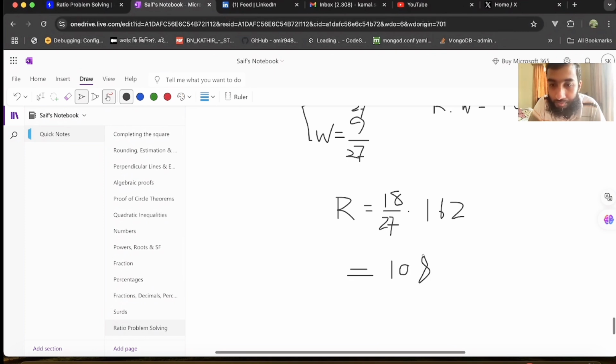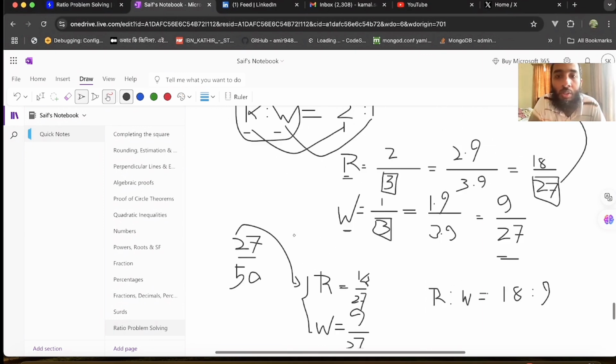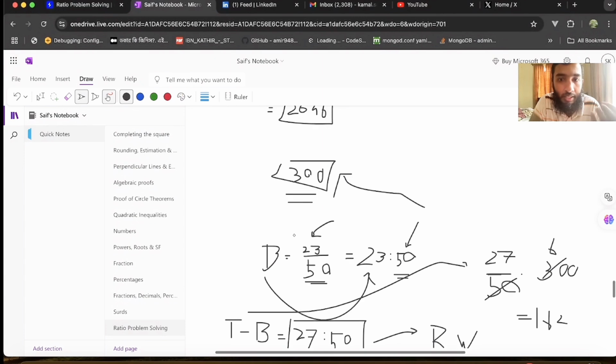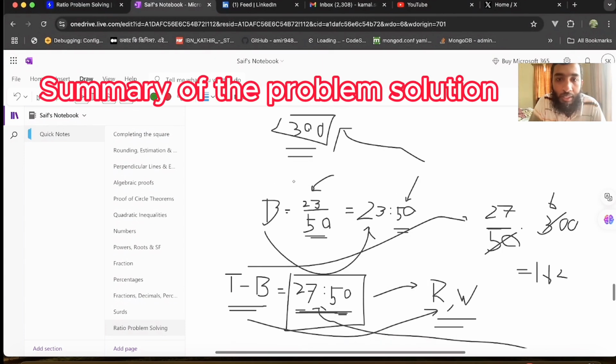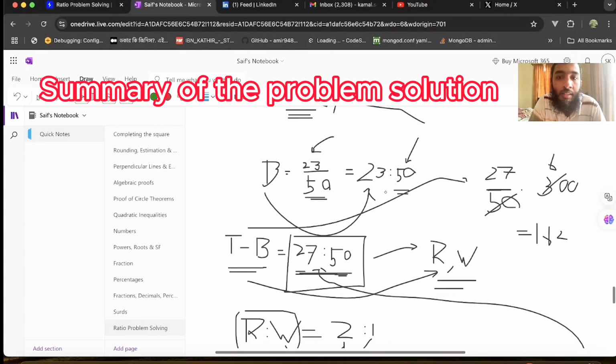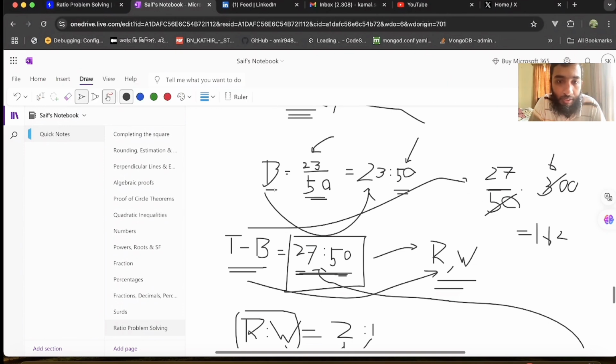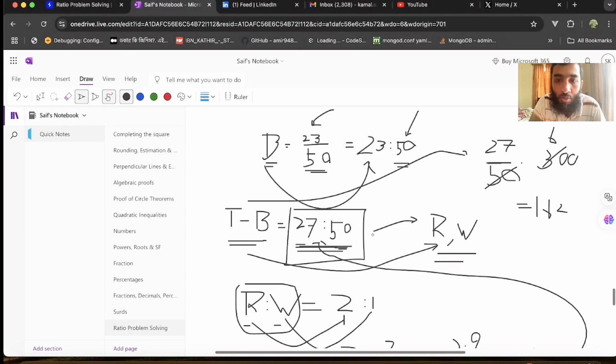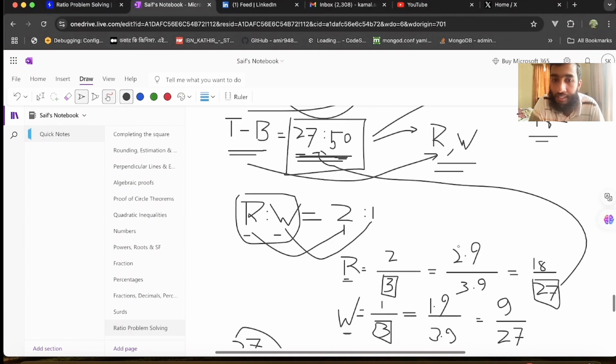108. So the amount of red counters is 108. So what we did here as a summary is, first we have the total, then we calculated the rest because blue is given, the rest meaning red and white proportion is given. So we can get the number which is this, which is red and white combined.